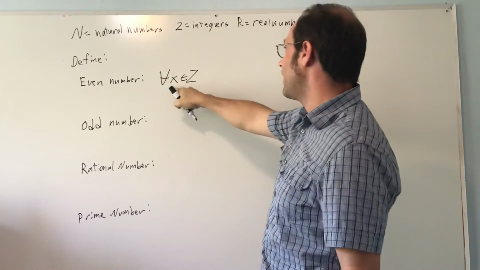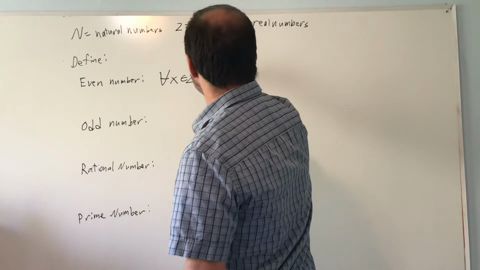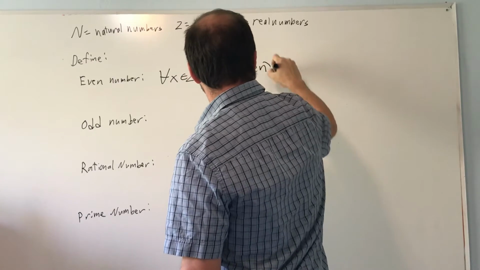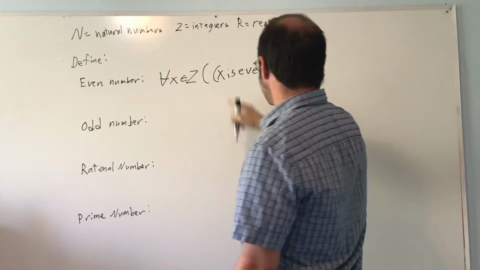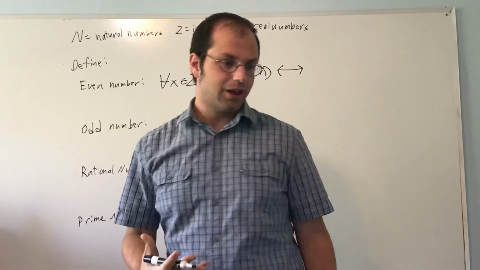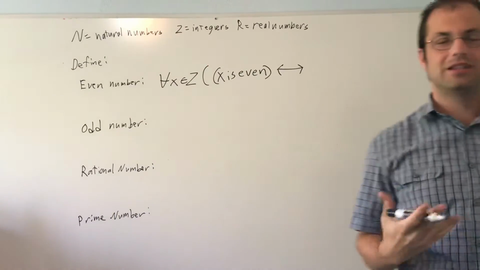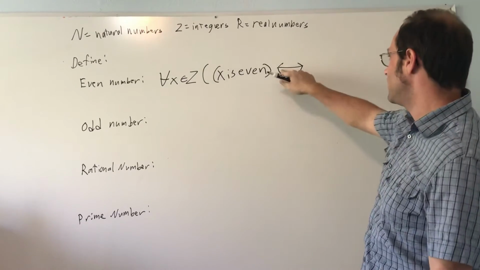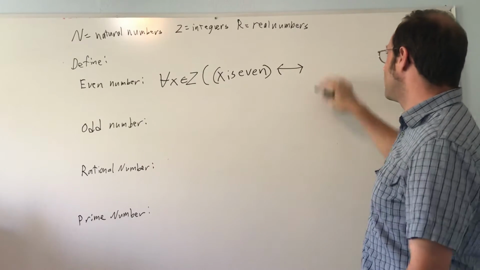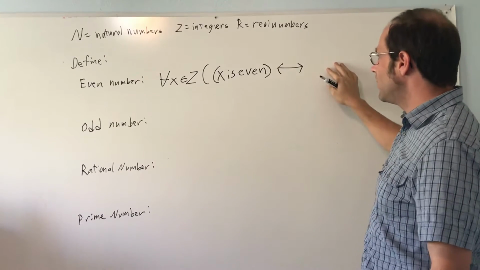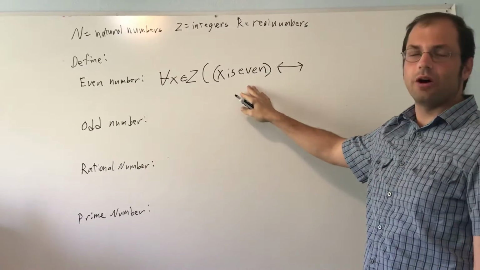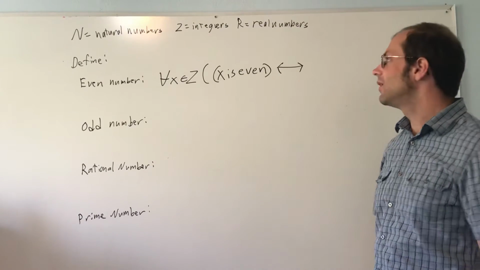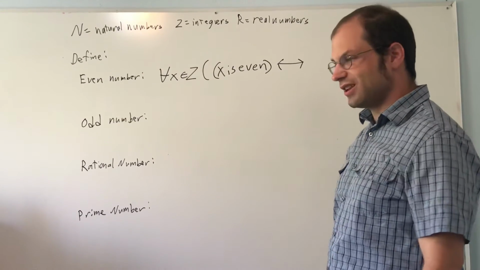So we have for all x in the set of integers, x is even if and only if... We are going to need to say what conditions something would have to meet in order to be even. We do an if and only if because whatever conditions we write over here, we want that to cover all the even numbers and only the even numbers. So what does it mean for an integer to be even?